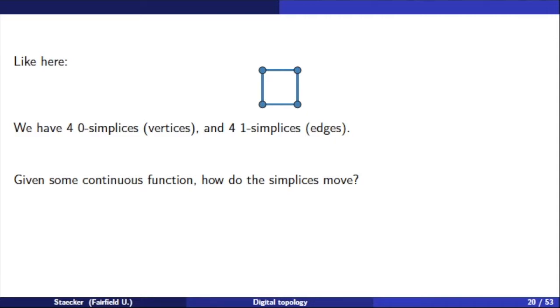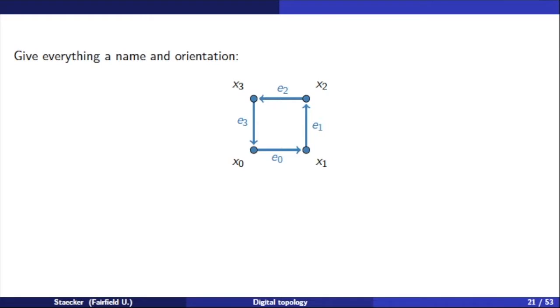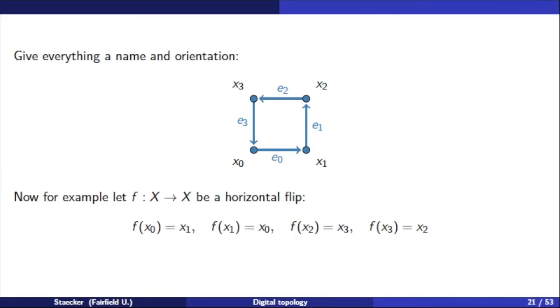And we want to talk about, if we have a continuous function, how will those simplices move around? And it's not hard to do this. Actually, these movements can be described by matrices, which you can write down very specifically. Here's an example. You have to make a name for everything. So I call all these points x0, x1, x2, x3. And then the edges, I'll call them E0, E1, E2, E3. And you have to make orientations on the edges when you do this, but it's not hard to do. It doesn't matter how you choose the orientations, you just have to be consistent.